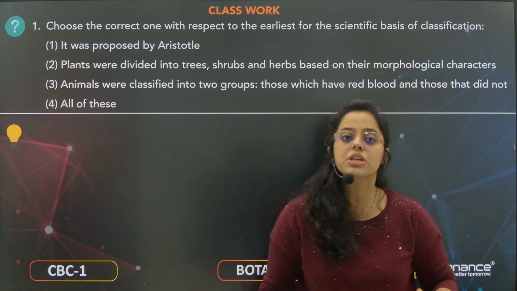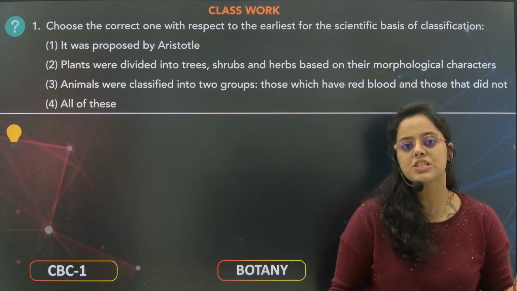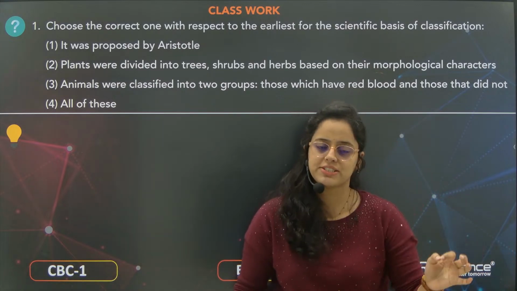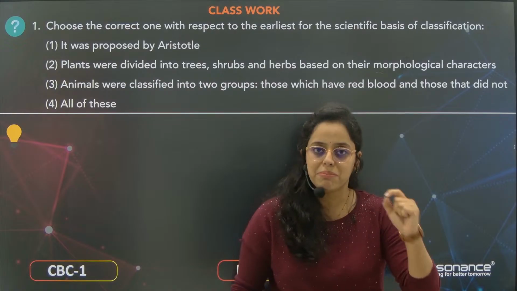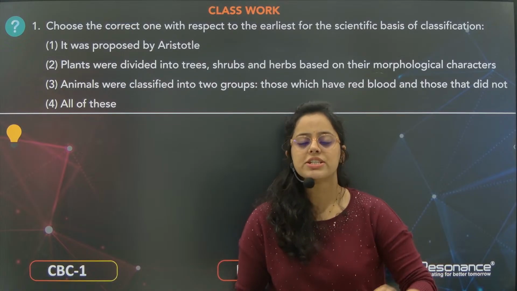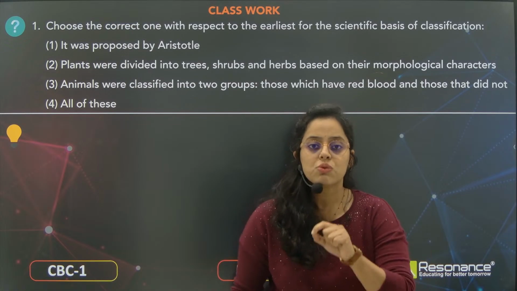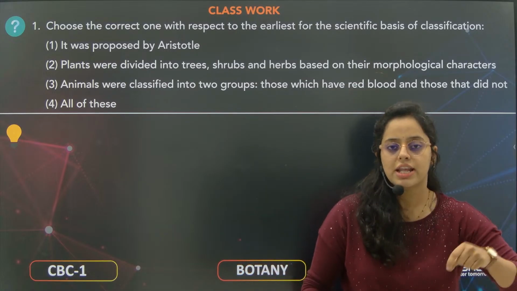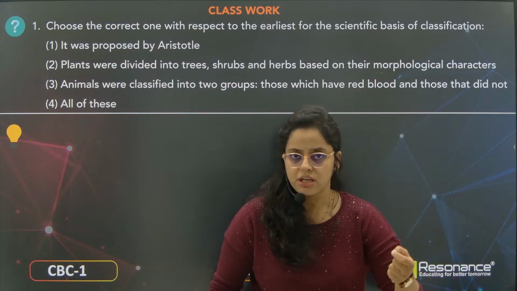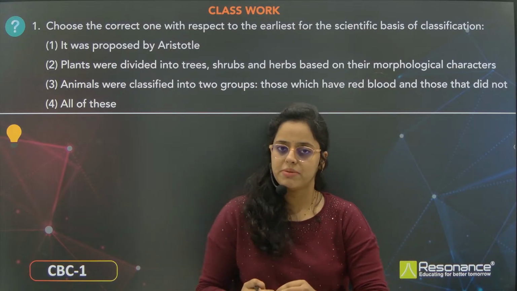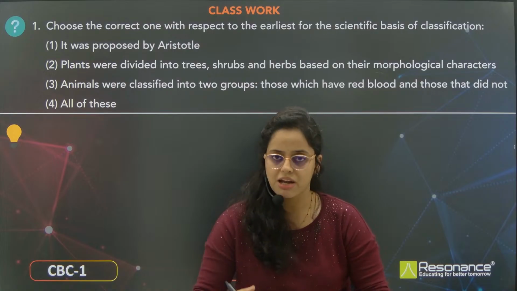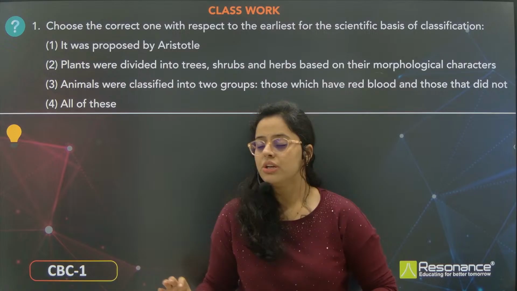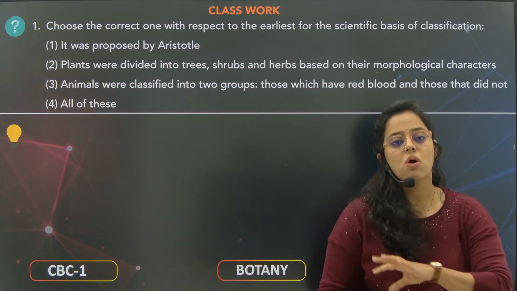features. Coming to the third point, animals were classified into two groups. Those who had red blood cells, which means they had blood in them, and animals which don't have blood. So the vertebrates, he called, have red blood cells, which means they have blood, whereas non-vertebrates don't have blood, RBCs. So that is how he classified, earlier classification. And the fourth option is all of these.